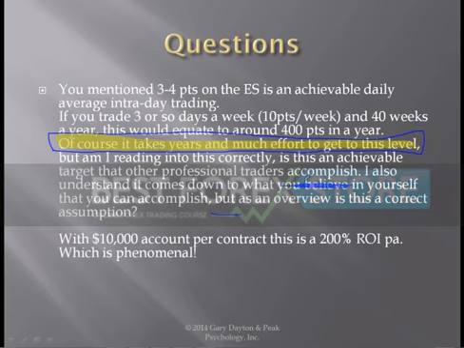Forget about belief in this way. Focus on practice and developing skills. That's the correct assumption, is developing your skills. Then you can get to this point on a daily basis. All right, so anyway, that's my soapbox. And so with a $10,000 account per contract, this is a 200% return on investment per annum. That's phenomenal. Well, that's pretty low, actually.